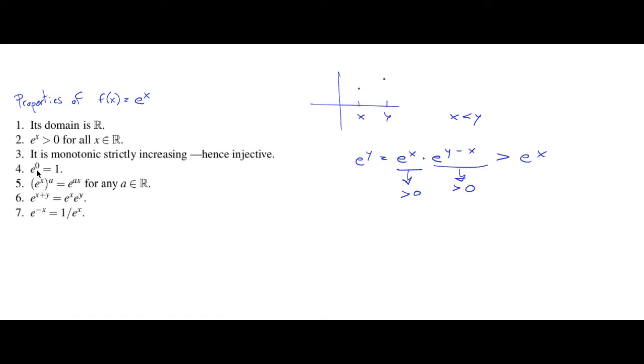Now fourth, we've seen this, e to the 0 is 1, and then e to the x to the a is e to the a times x for any a in the reals. E to the x plus y is e to the x times e to the y, and e to the minus x is 1 over e to the x. Okay, so these four properties, we've seen them before, and they are very important, so you really need to know all these properties belonging to the exponential.